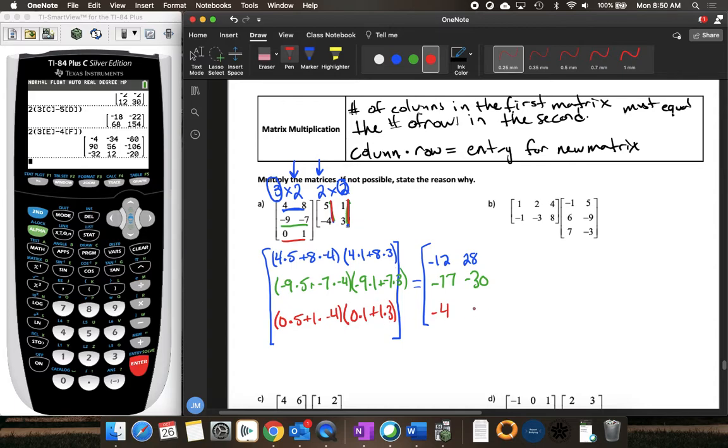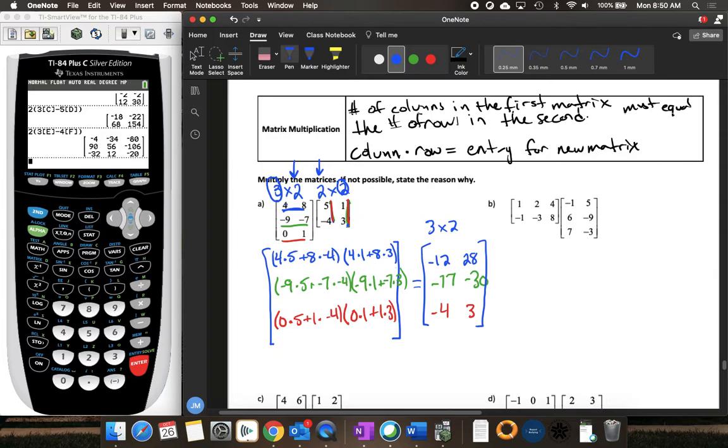And then 0 plus 3 is positive 3. And so then here is our final answer, which notice is in fact a 3 by 2 matrix like we expected it to be. And there's how we'll leave our final answer.